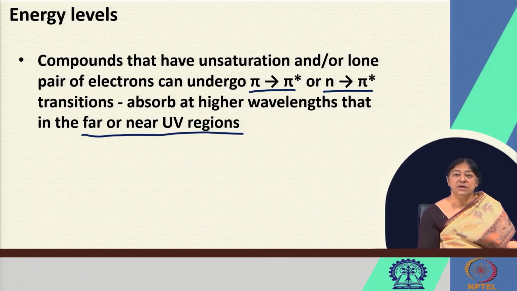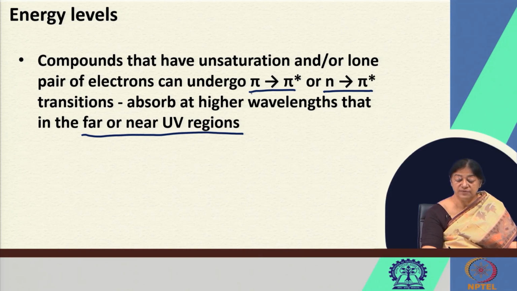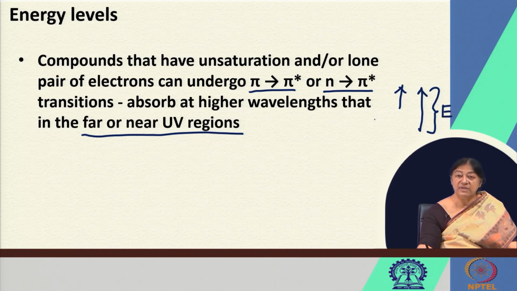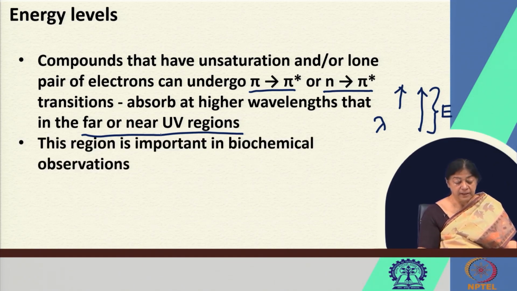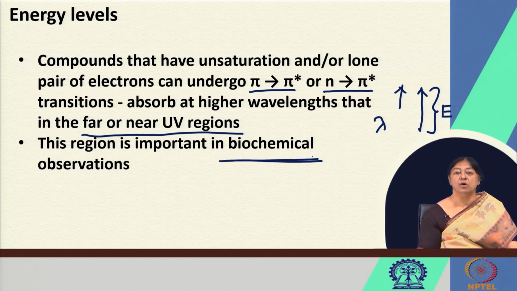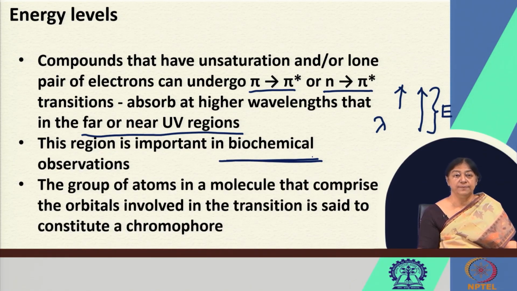So what does this mean? This means that for the transition from pi to pi star or from n to pi star, this is a particular energy value and we have the lambda value. The lambda value is in the far or near UV region. This region is important in all our biochemical observations and we will see why.